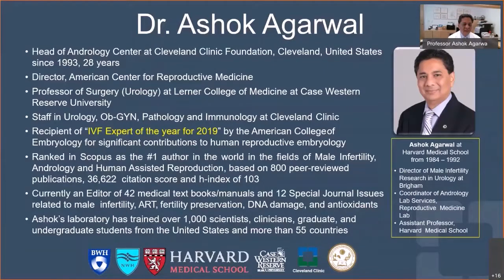in Cleveland Clinic. We are recognized as the #1 program in the world in the fields of male infertility, andrology, and human-assisted reproduction. And this is based on the number of peer-reviewed publications, based on the number of citation scores that we have, and also based on the H-index. And these are the numbers that anybody can check anywhere in the world, if you go into the Scopus database that rates every single researcher or author in the world.